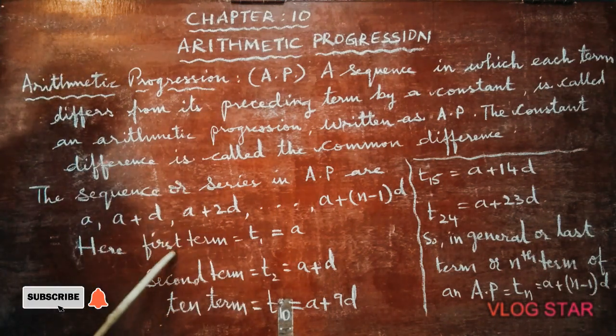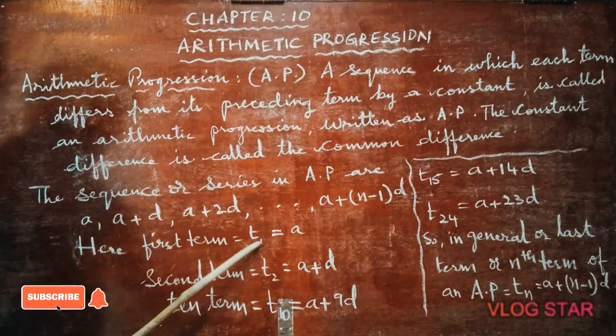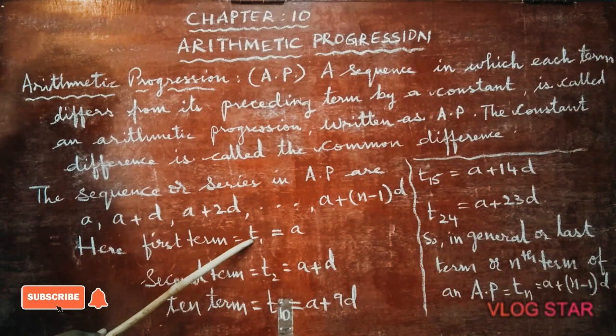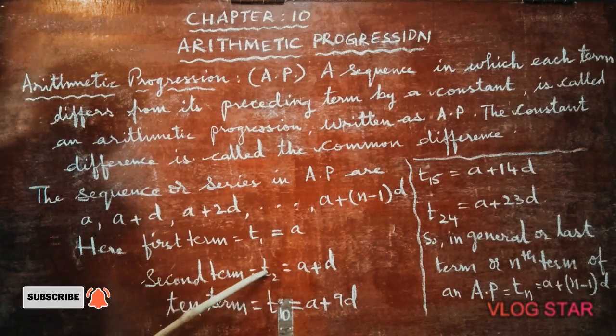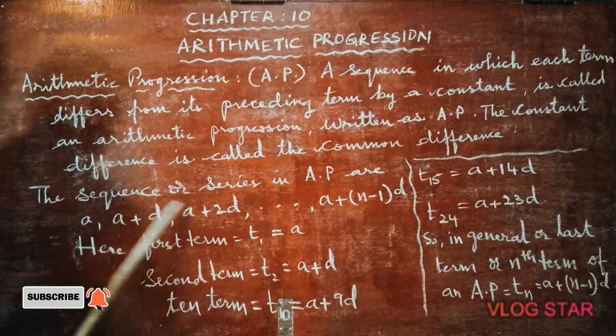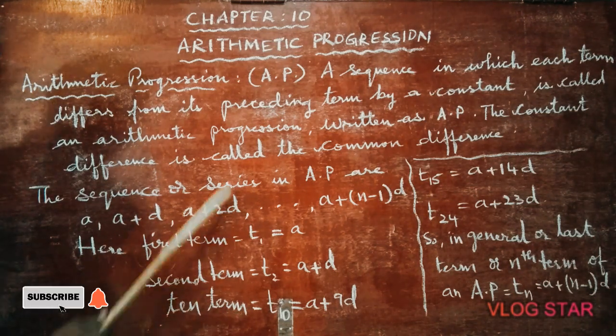Now, here the first term, this is called first term. T1 means first term is A. Second term, T2, is A plus D, like the third term, fourth term, and so on. 10th term, what is the 10th term? 10th term of an AP.